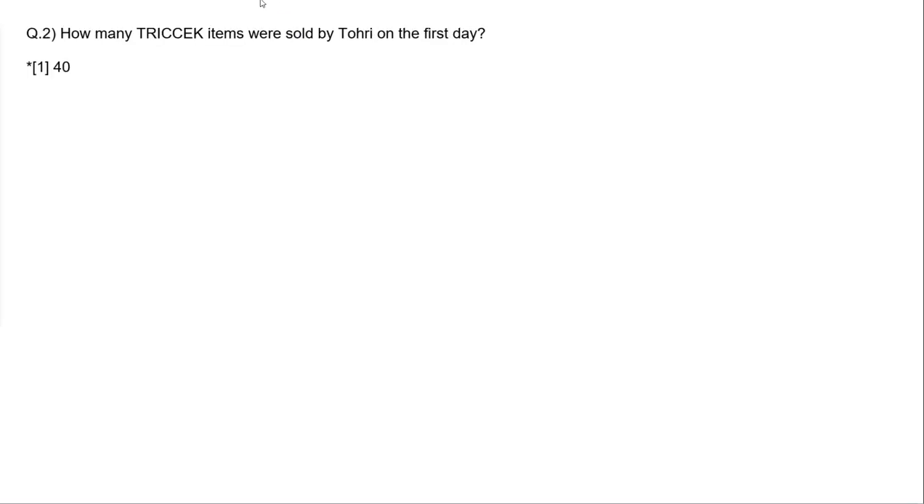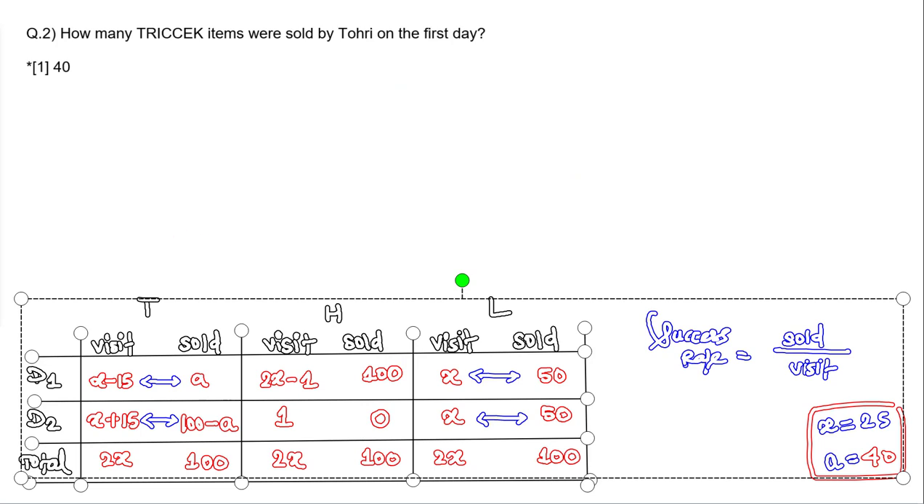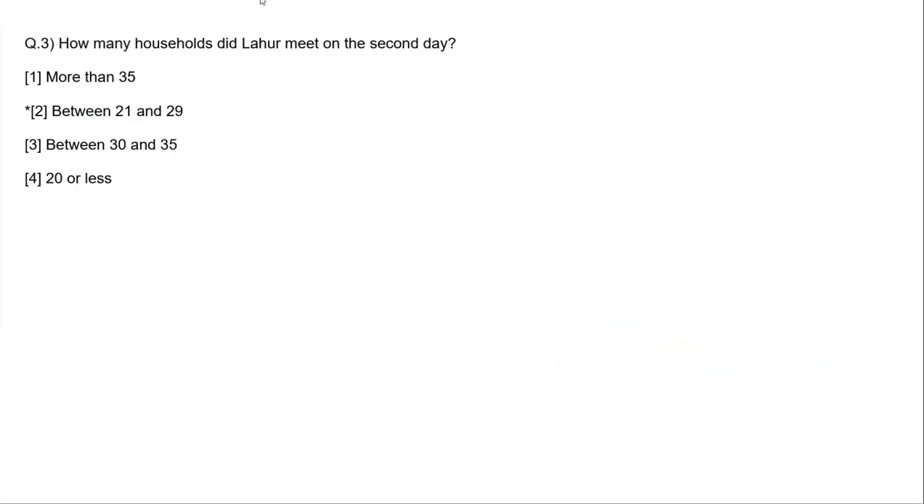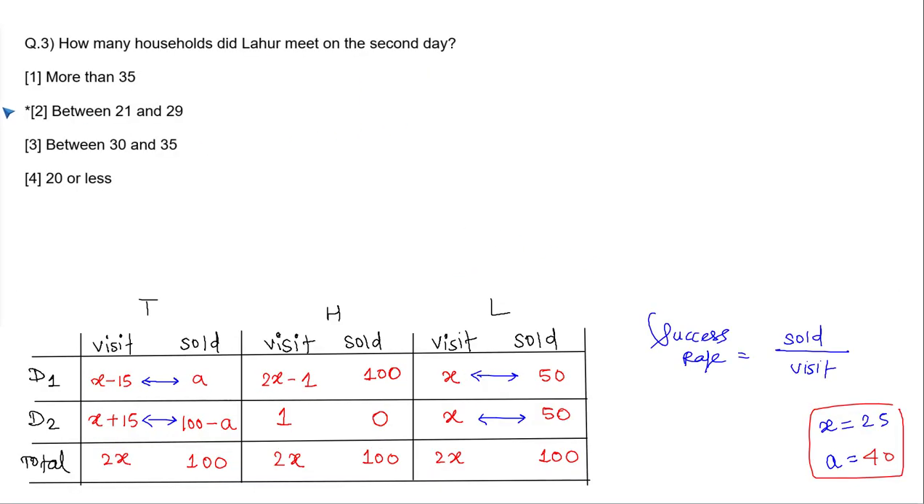After this, second question. How many items were sold by T on the first day? T on the first day, A. The value of A is equal to 40. Question number 3. How many households did L meet on the second day? The value of x, that is equal to 25. On the second day, L visited 25 households. So the answer is option 2.